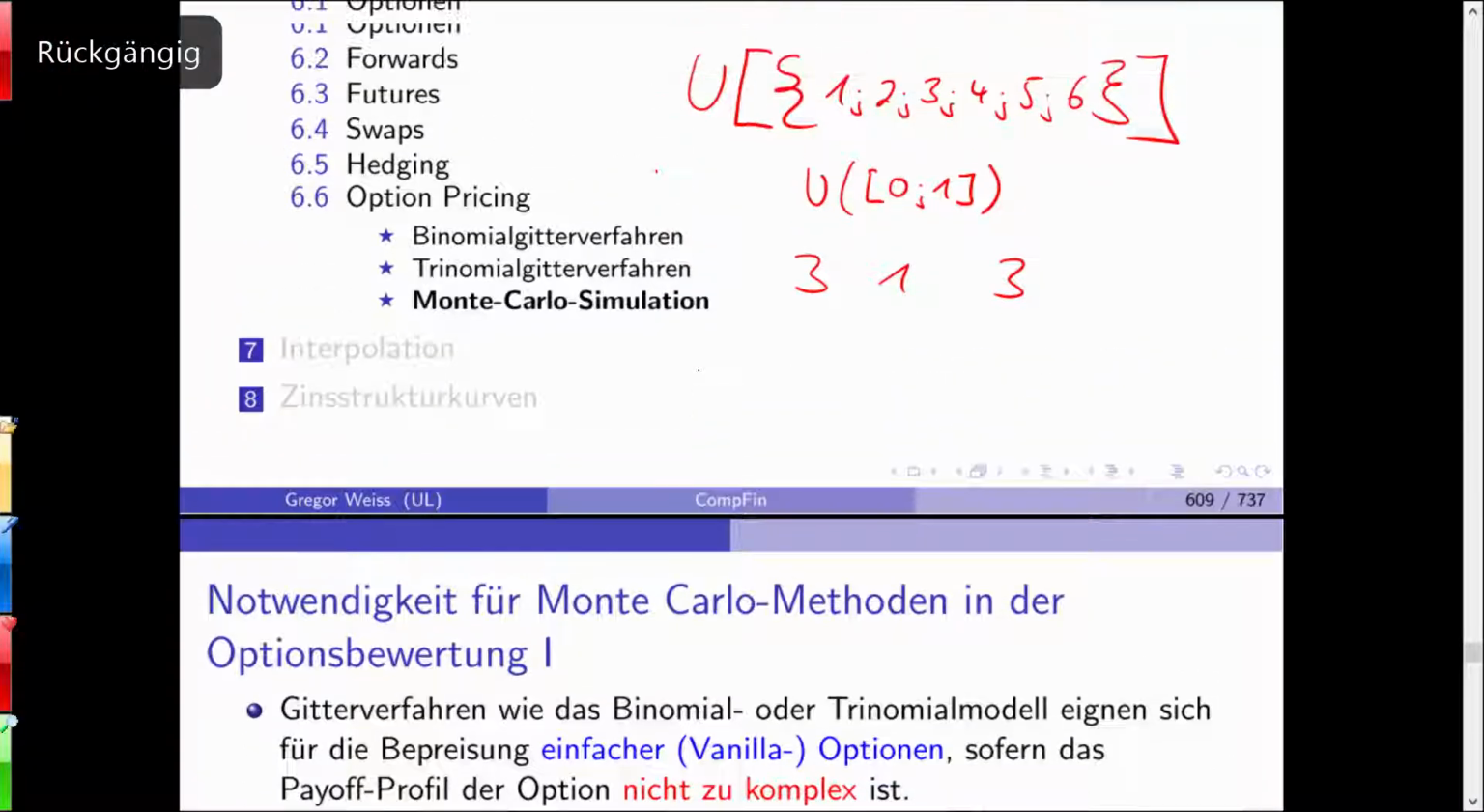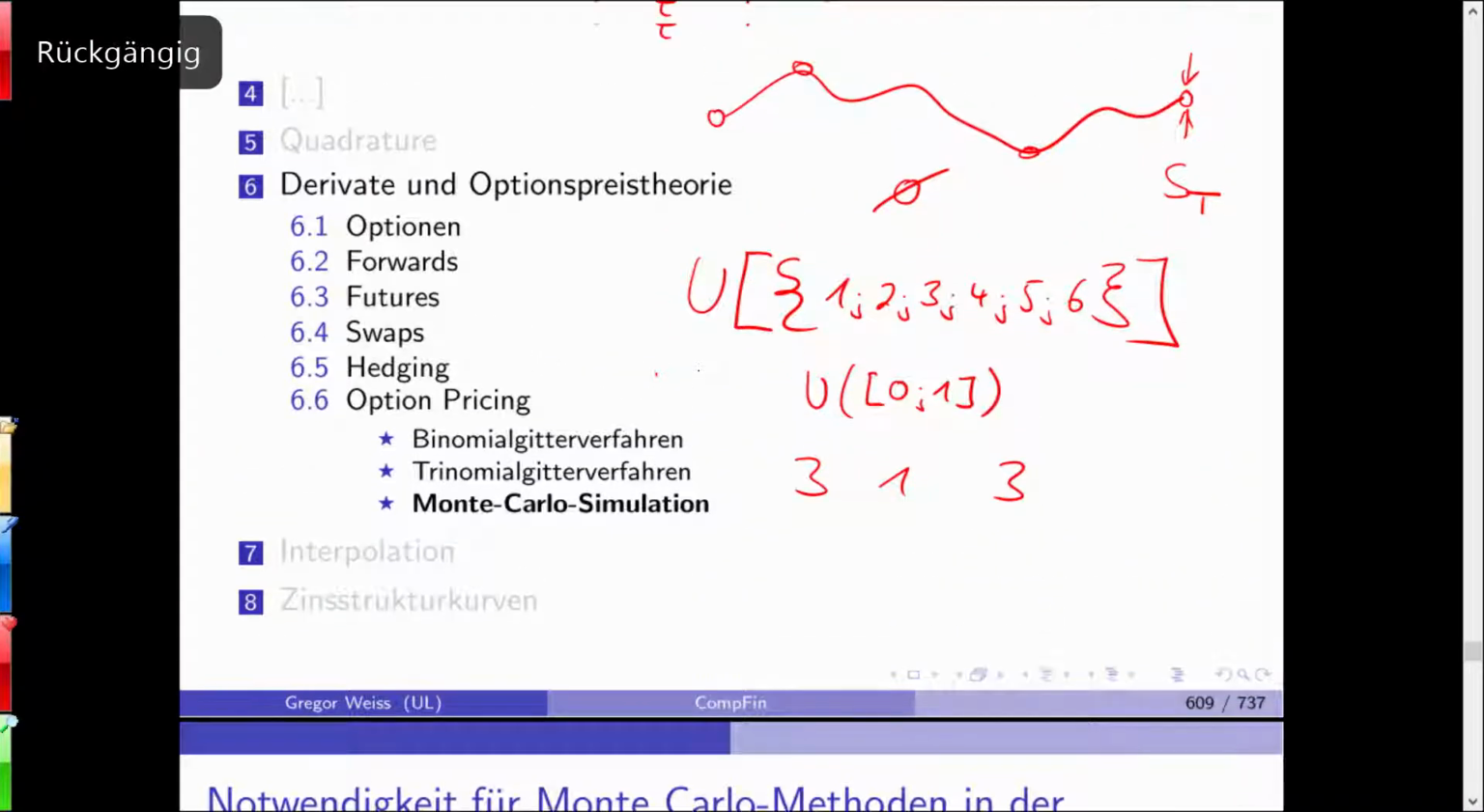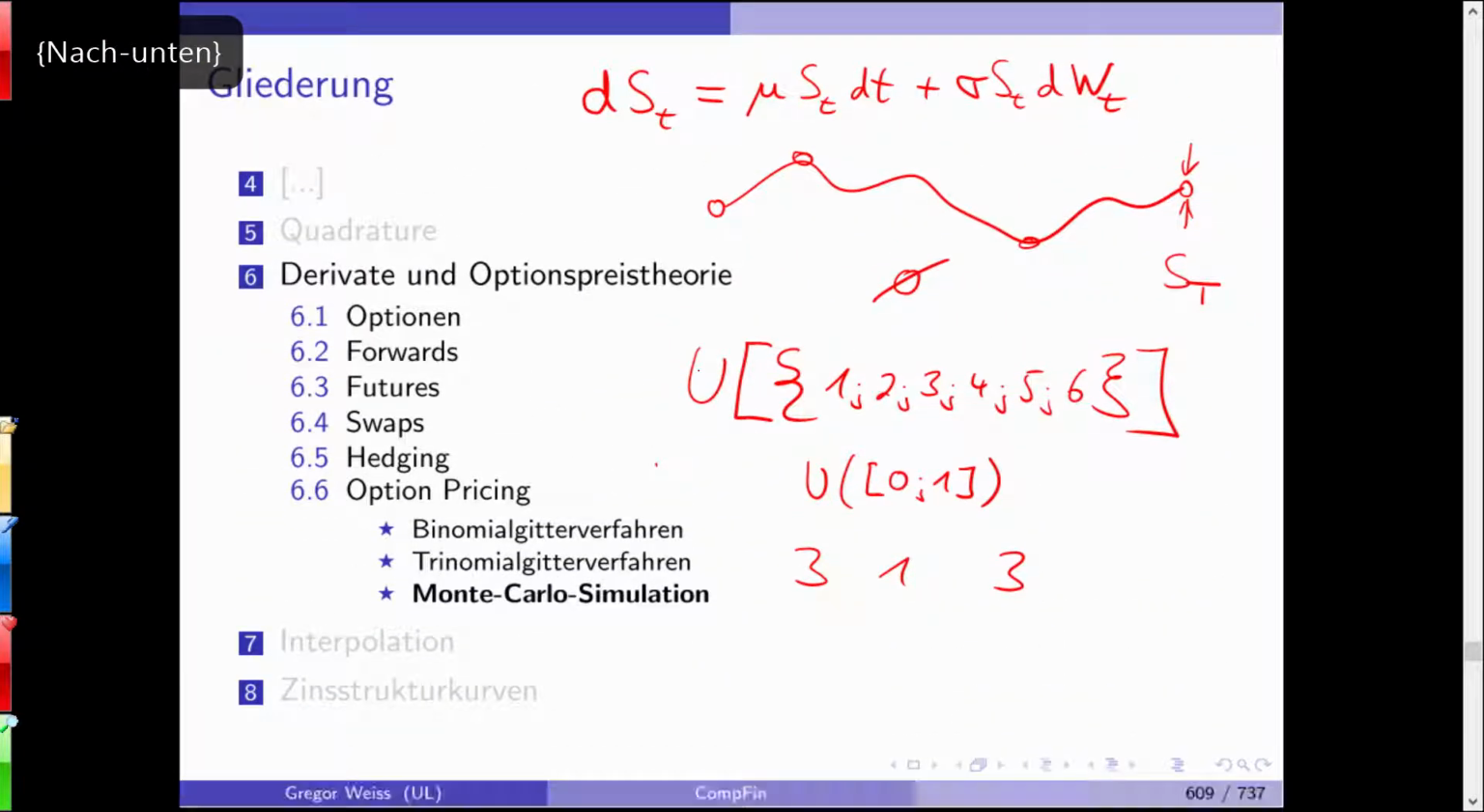And this is what we do in Monte Carlo simulation here as well. So every time you hear Monte Carlo simulation, please make sure that you know this is a very general method in statistics. You take a given distribution and you generate random numbers from it. This might be done in other applications as well in finance, but the most important application is option pricing. Why?